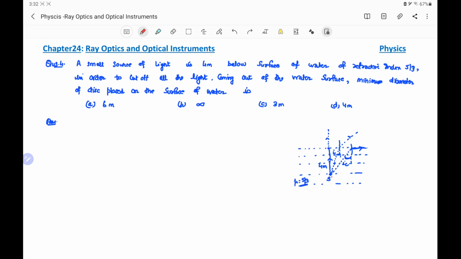In the figure, S is the source of light from which we have shown three rays. One ray is normal incidence on the water surface and it comes out along the normal. For this, the angle of incidence is 0. As the angle of incidence increases, the angle of refraction also increases and we also get the light in the air. For a particular angle of incidence called the critical angle, the angle of refraction becomes 90 degrees and the ray after refraction grazes the boundary of the two media.